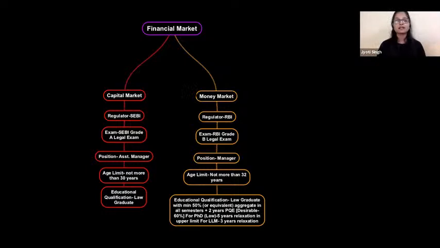Now, next we come to the regulators. So when we talk about the capital market over here, the regulator of the capital market is our Securities and Exchange Board of India. So this organization is primarily responsible for the regulation of the capital market of our country. But when we come to the money market, the regulator of the money market would be our RBI, right? So our Reserve Bank of India is primarily responsible for the regulation of the money market of our country. Now, as you can see, because both these markets are segments of the financial market itself, both these regulators actually report to the same authority, which is the Ministry of Finance.